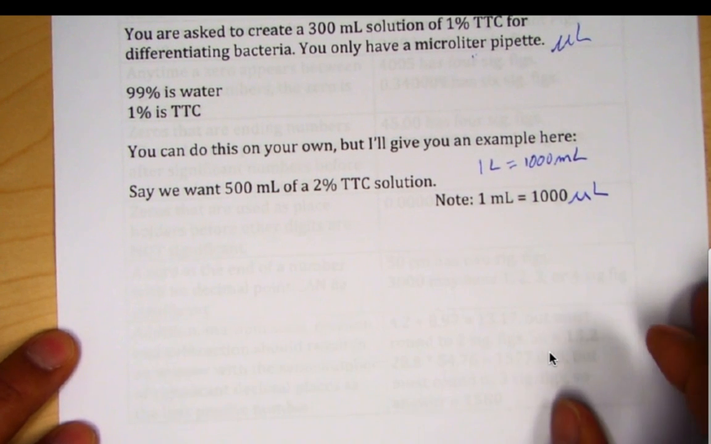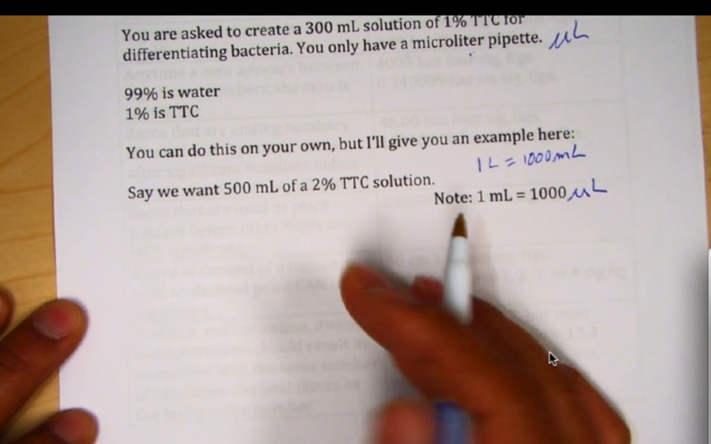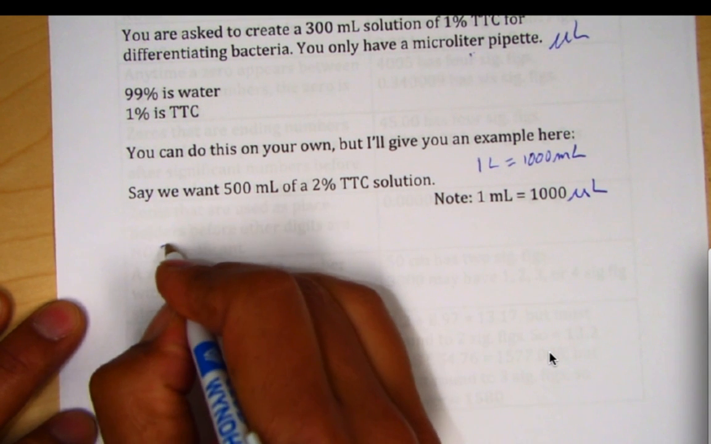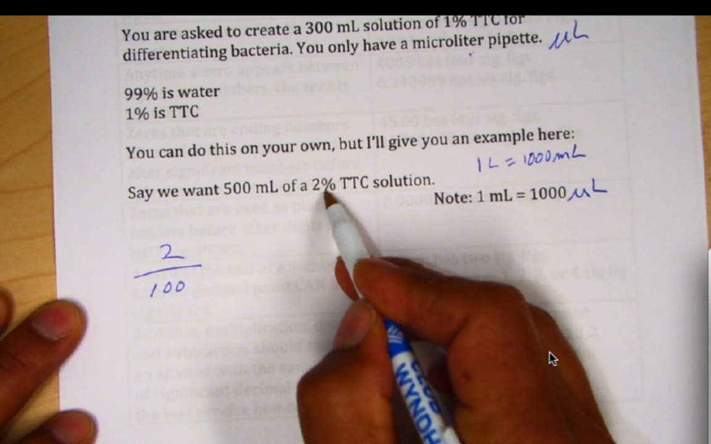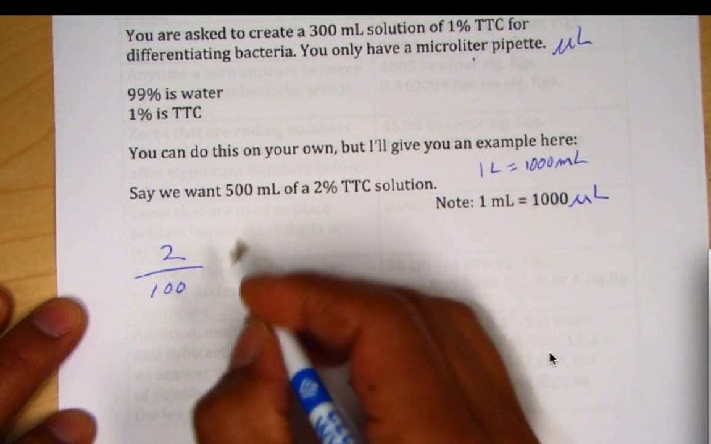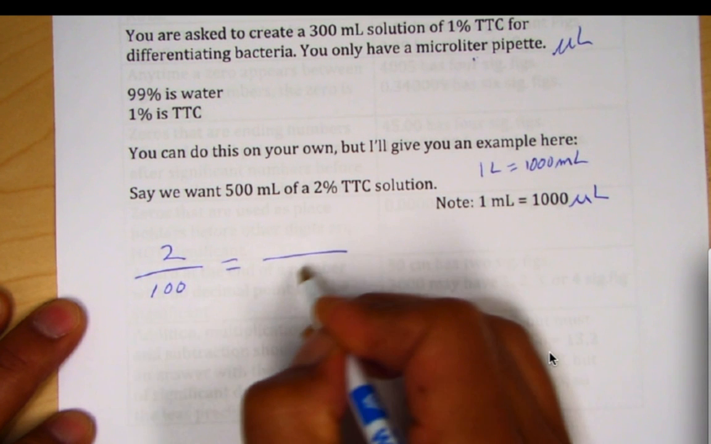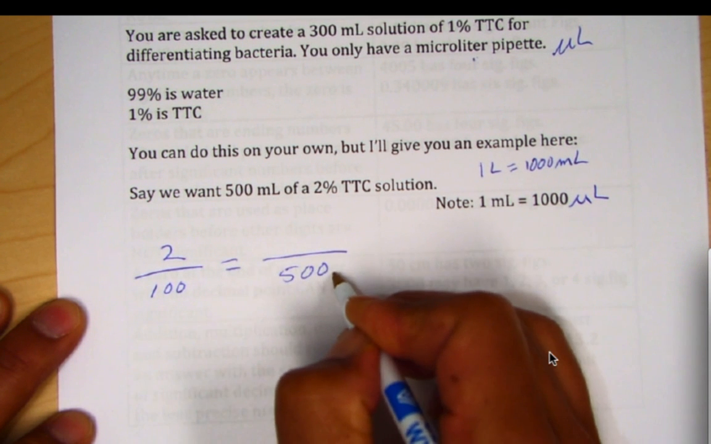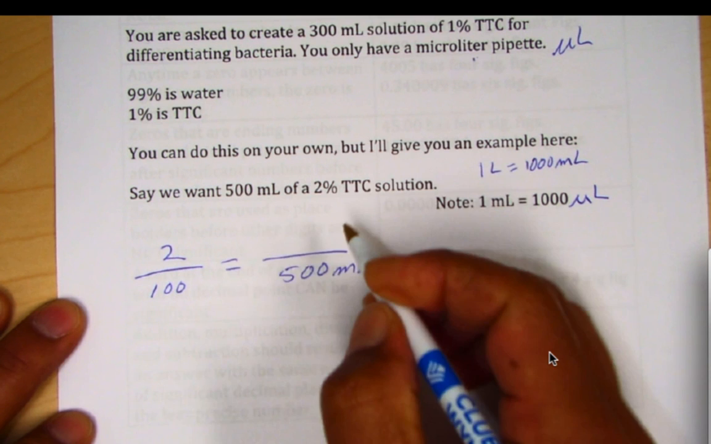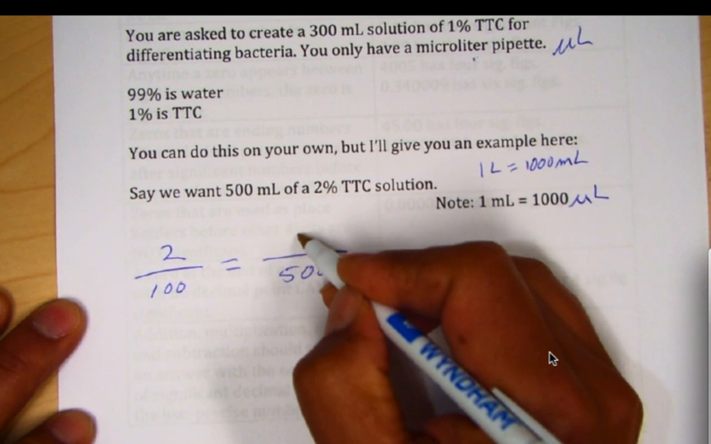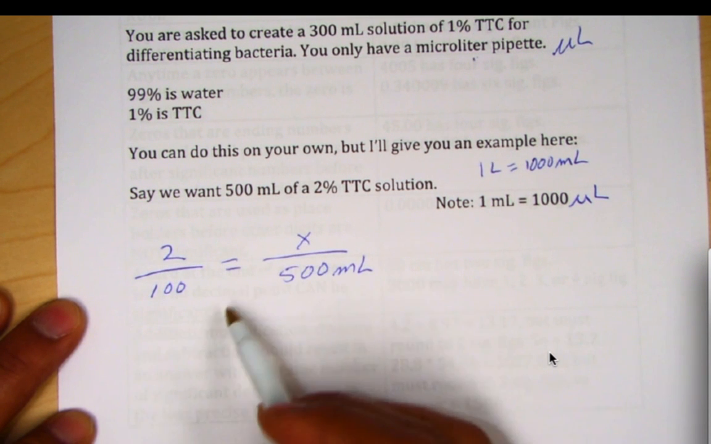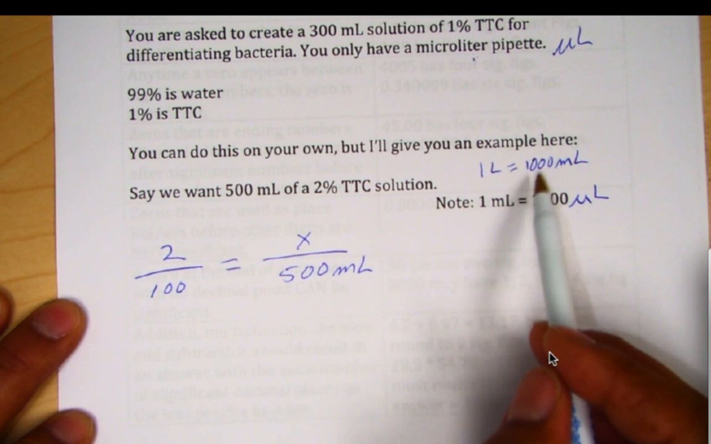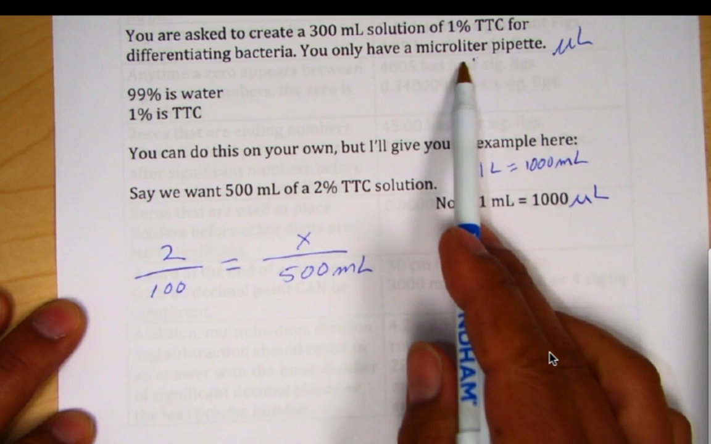One of the first things we want to do whenever we see percent problems, think of percent as, we know 2 out of 100. That's percent. So this 2% just means 2 out of 100. And in our final product, we want 500 milliliters of some solution, but we don't know how much we need to add. This is our unknown, our variable. But remember, we only have a microliter pipette.